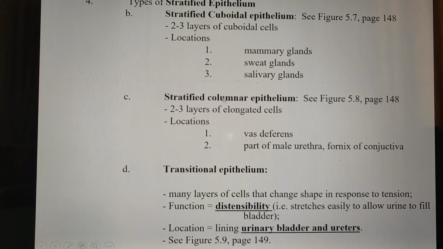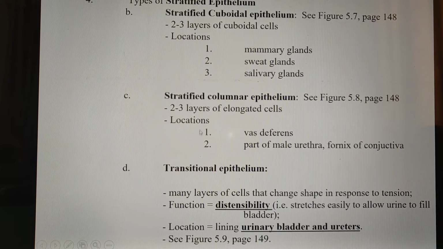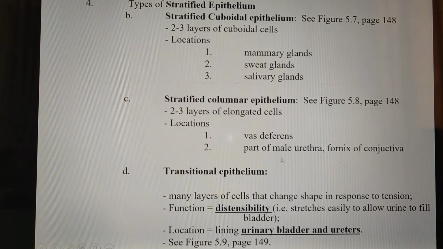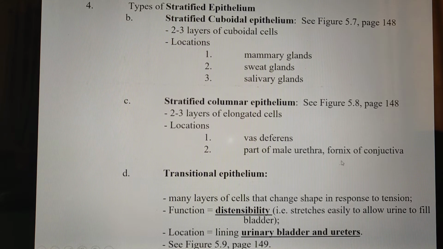Stratified columnar epithelium has basal two to three layers which are elongated and columnar, and the remaining cells are flattened. It is located inside the vas deferens and part of the male urethra, not the whole urethra but part of the male urethra, also the fornix of the conjunctiva.